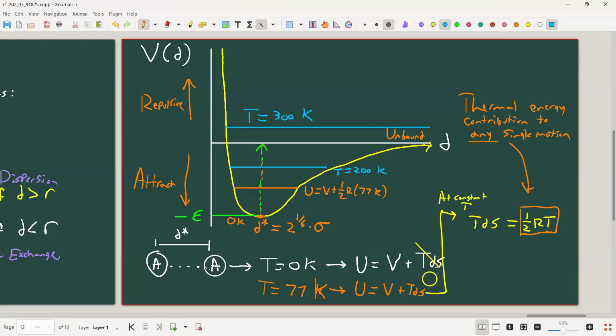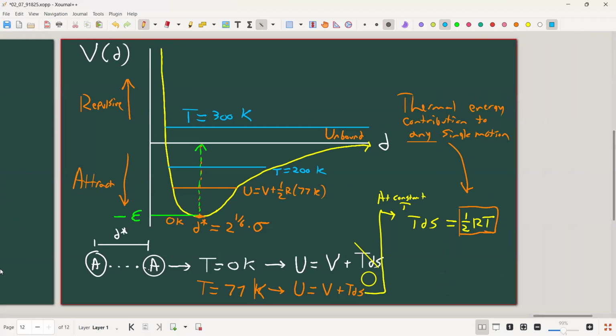The potential energy is basically so small that it's, what's the word? Negligible. Exactly. So the idea is that TDS gets so large that V becomes negligible. And so once TDS is larger than the potential energy, we can just disregard the potential energy. The interaction doesn't matter anymore.